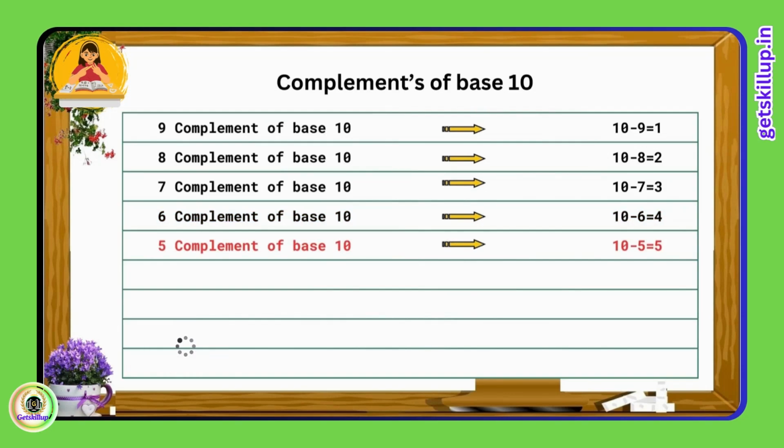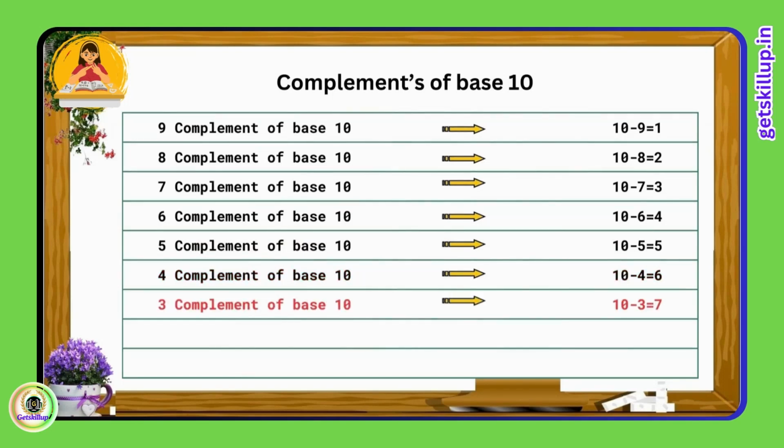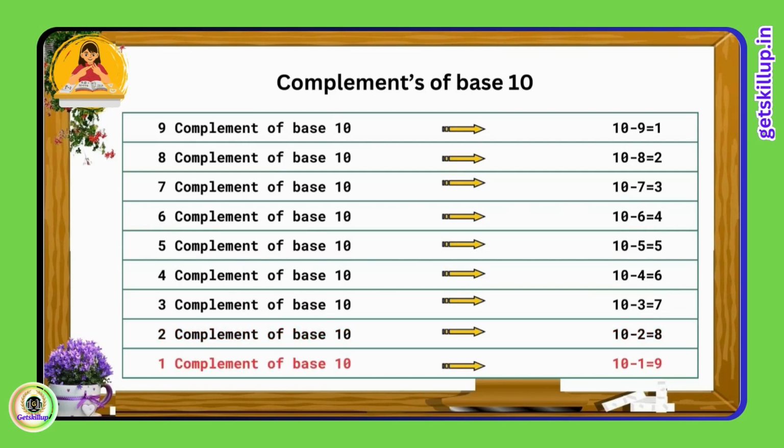The complement of 4 is 10 minus 4 equals 6. The complement of 3 is 10 minus 3 is equal to 7. The complement of 2 is 10 minus 2 is equal to 8. The complement of 1 is 10 minus 1 is equal to 9.